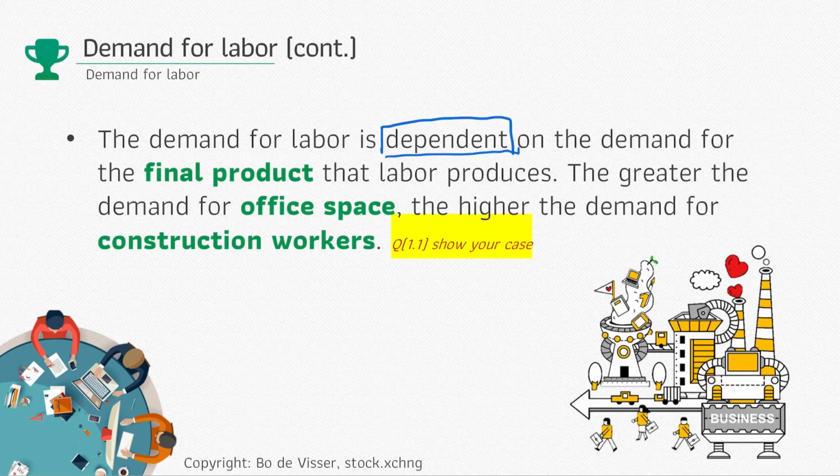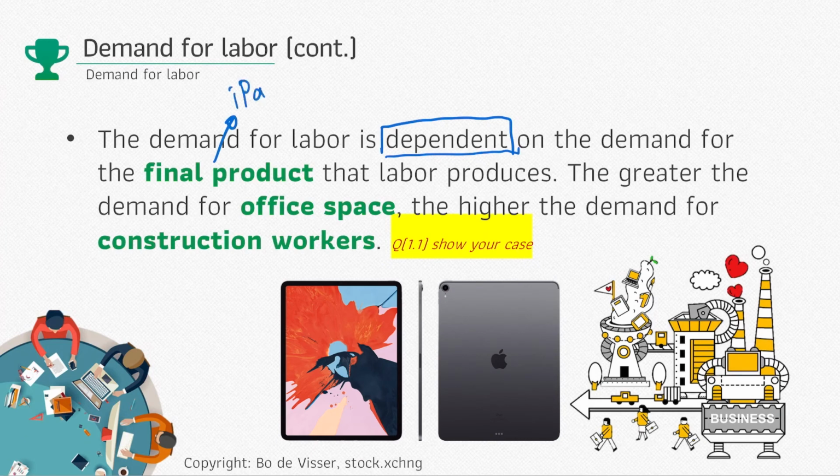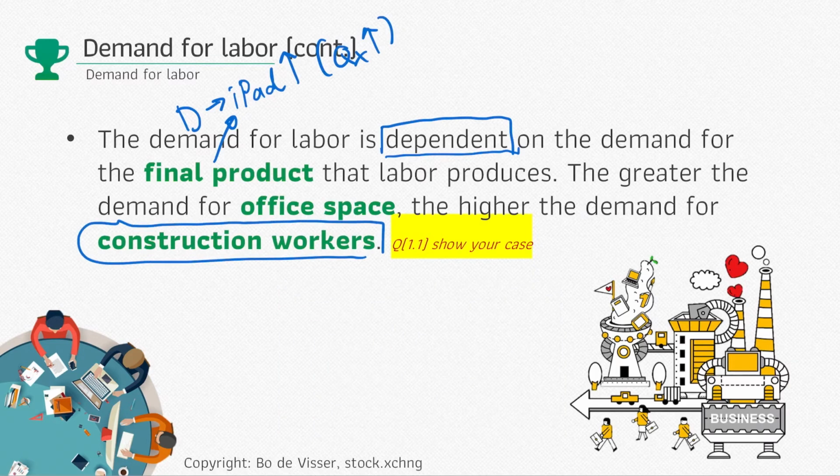So you have to illustrate or show your example by yourself. My example is that if we have high demand for iPads, so QX, where X is the iPad, increases, then the demand for workers or labor increases. We call this demand derived demand.